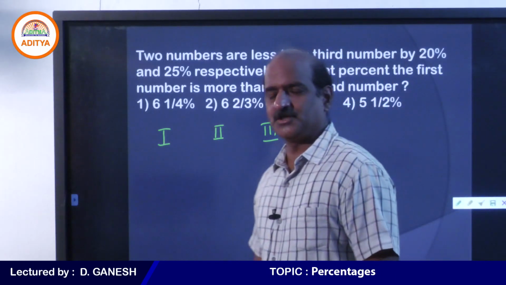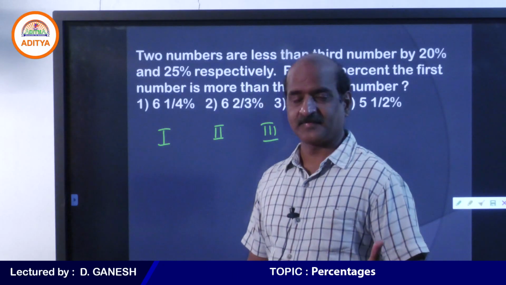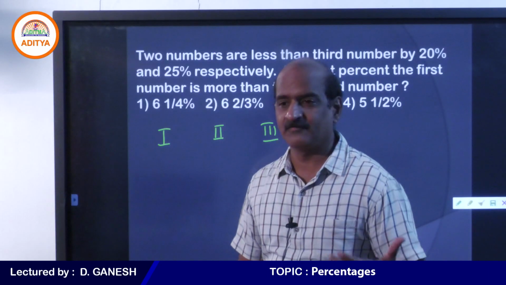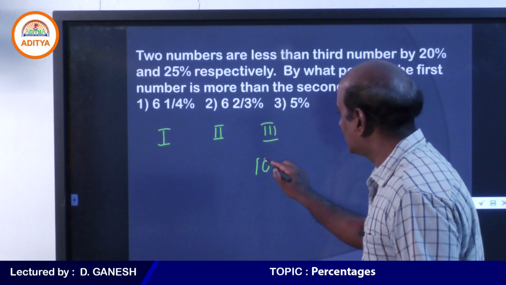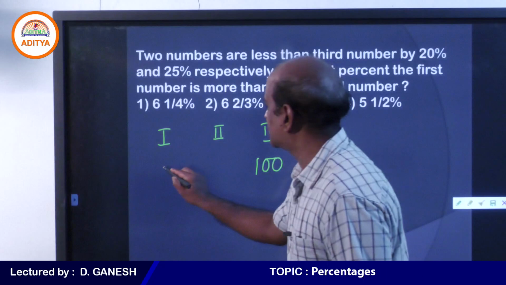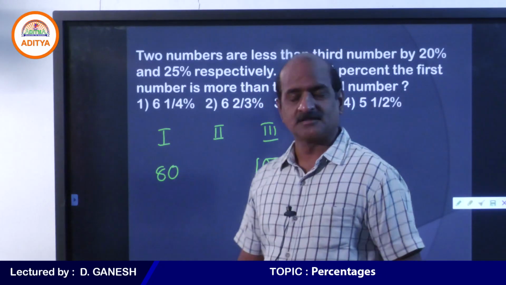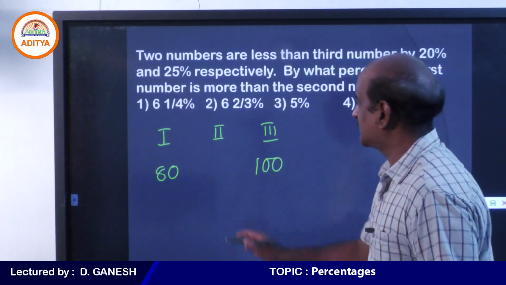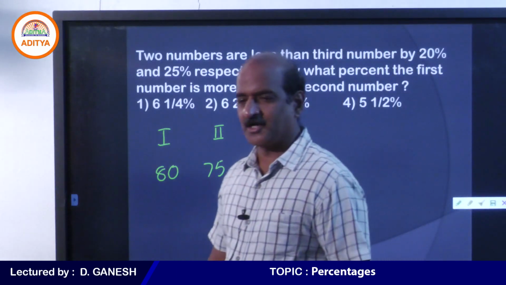You can see that the first 2 numbers depend on the third number. So, obviously we will be starting from the third number. So, let the third number be 100. Now, the first number is 20% less. 20% less than 100 is of course 80. Second number is 25% less. Student, am I clear to you?